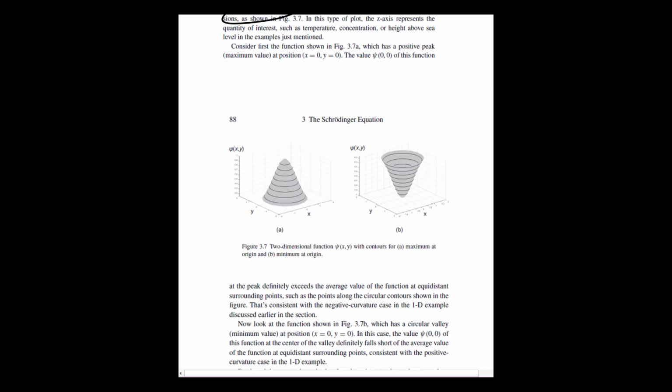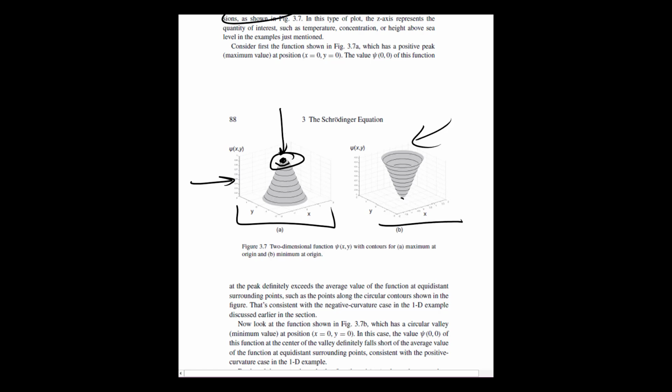Well, let's look at this case. Here we see a peak, and here we see a valley. Consider the value of the function psi of x and y right at the peak. Clearly, at this peak, that value exceeds the value at surrounding points. In this case, those surrounding points make a circle around this cone, and clearly the value at the peak exceeds the value of the surrounding points. But in this region, this has negative curvature. So the Laplacian is negative at this point, and the value exceeds the value of the surrounding points.